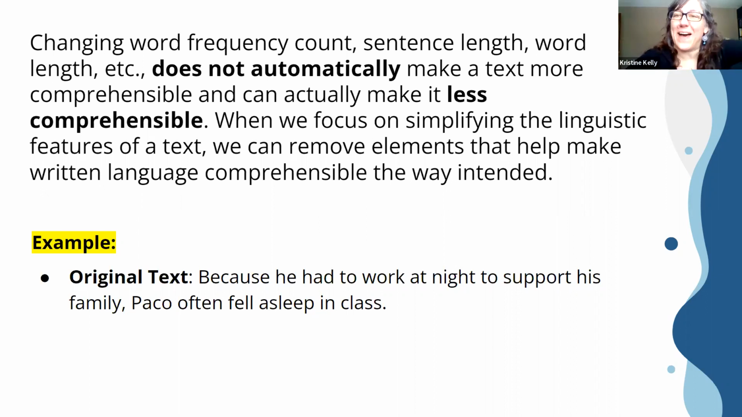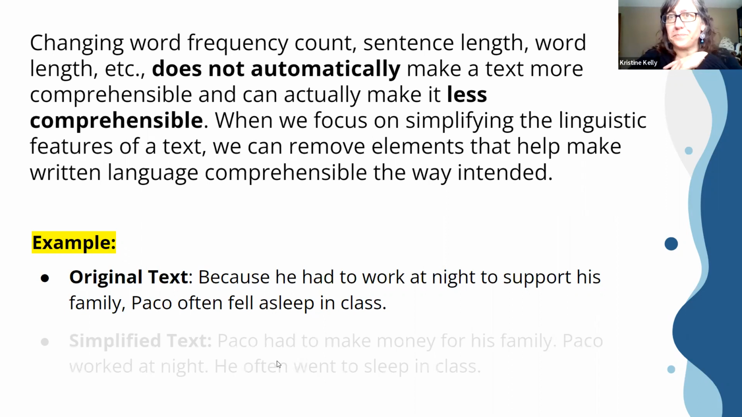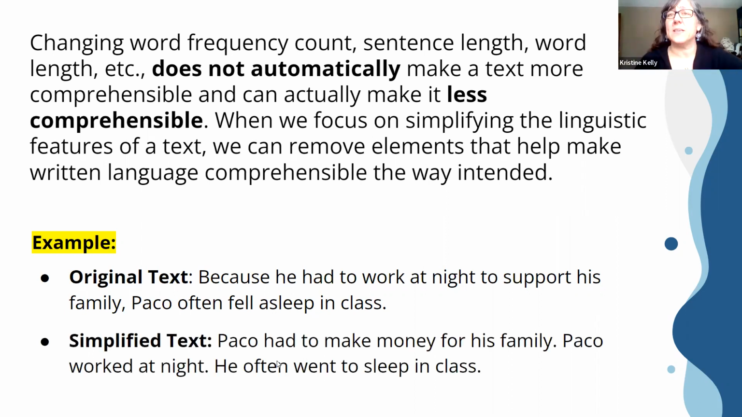So say we simplify this, okay, for our students. It's in a text we want to use. We decide to simplify it. And say we simplify it like this. Paco had to make money for his family. Paco worked at night. He often went to sleep in class. So now we have greatly reduced the quantitative complexity. So Lexile comes back and it says, wow, this was, in a text that was 600 Lexile and now it's 300 Lexile. What is the possible problem that you see here in simplifying?